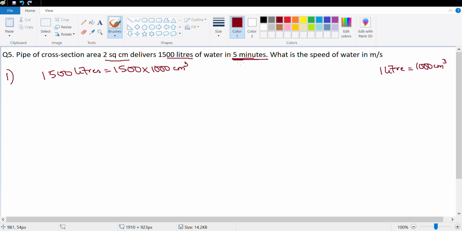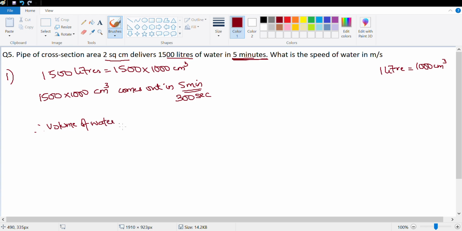This much water comes out in 5 minutes, which means we need to calculate how much water comes out in 1 second. So 1500 into 1000 centimeter cube comes out in 5 minutes, which is 300 seconds. Therefore, volume of water in 1 second would be equal to 1500 into 1000 upon 300. Double zero and double zero cancel, and this is equal to 5000 centimeter cube.